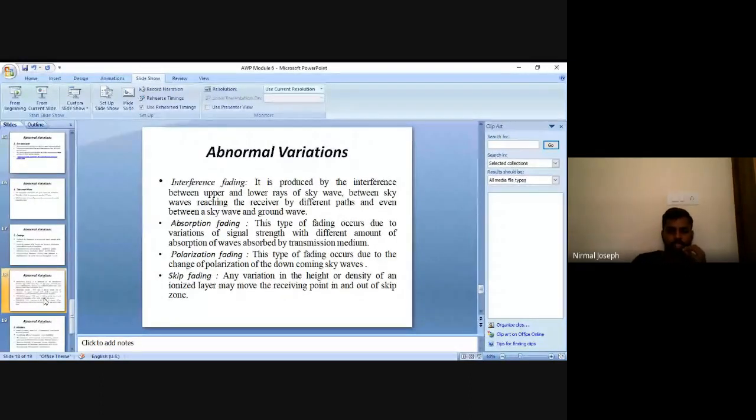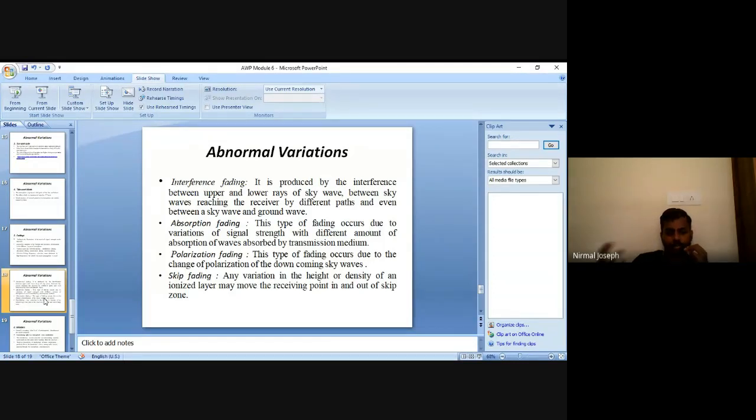Next is absorption fading. This fading occurs due to variation of signal strength with different amounts of absorption of waves absorbed by the transmission medium. Okay, that explains itself. What is our transmission medium here? The ionosphere. Here our transmission medium is the ionosphere itself.